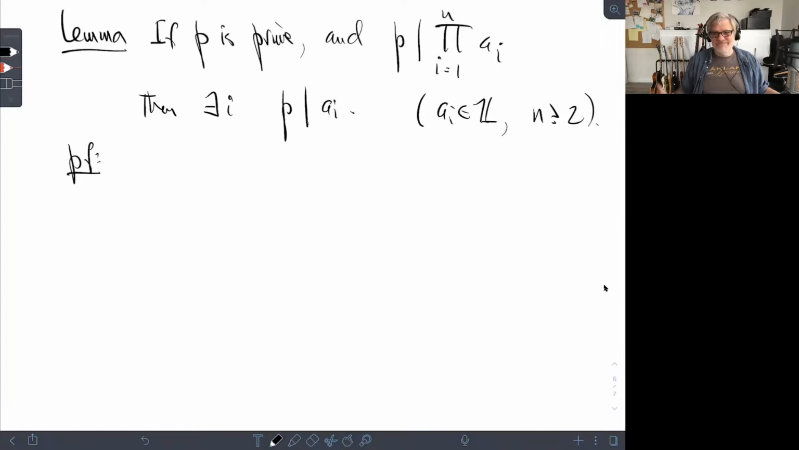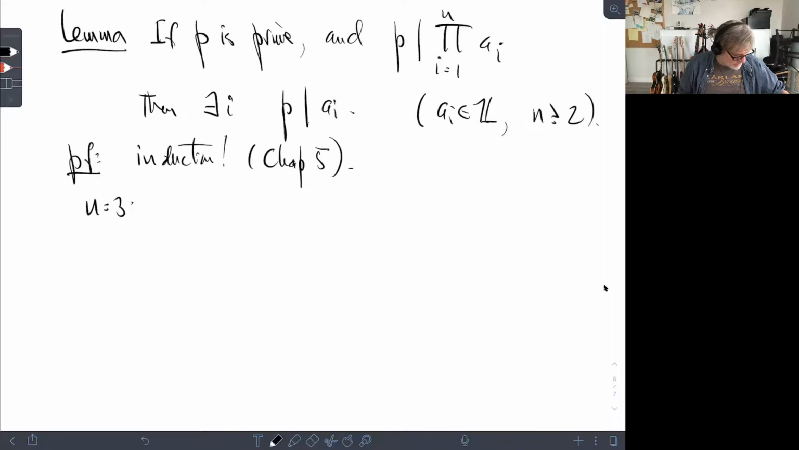The proof is by induction, chapter 5. But I'm going to show you for 3, and you'll see why this has to be true. Induction is just a formal process to prove the obvious thing that I'm going to show you here. So let's say I look at n equals 3. So say P divides A times B times C. Rather than calling them A1, A2, A3, I call them A, B, C, okay?